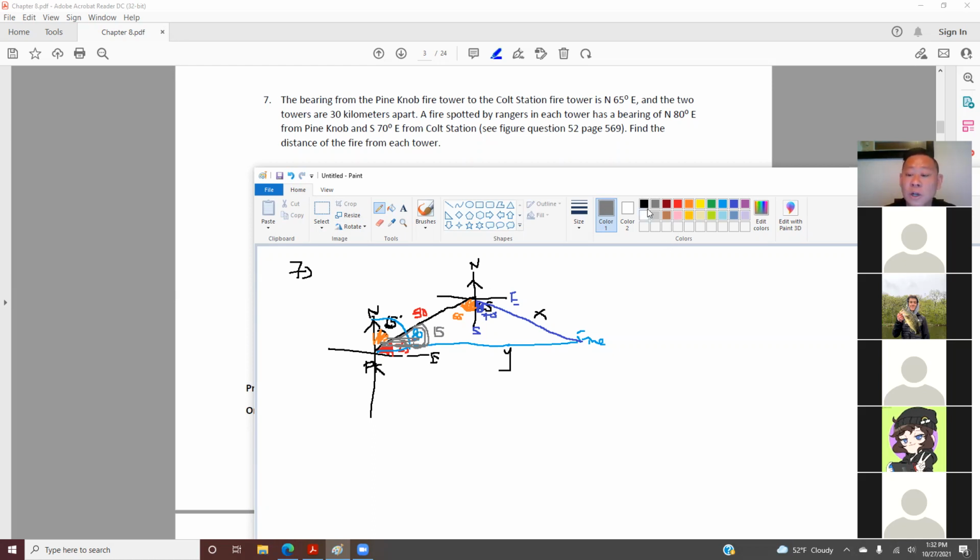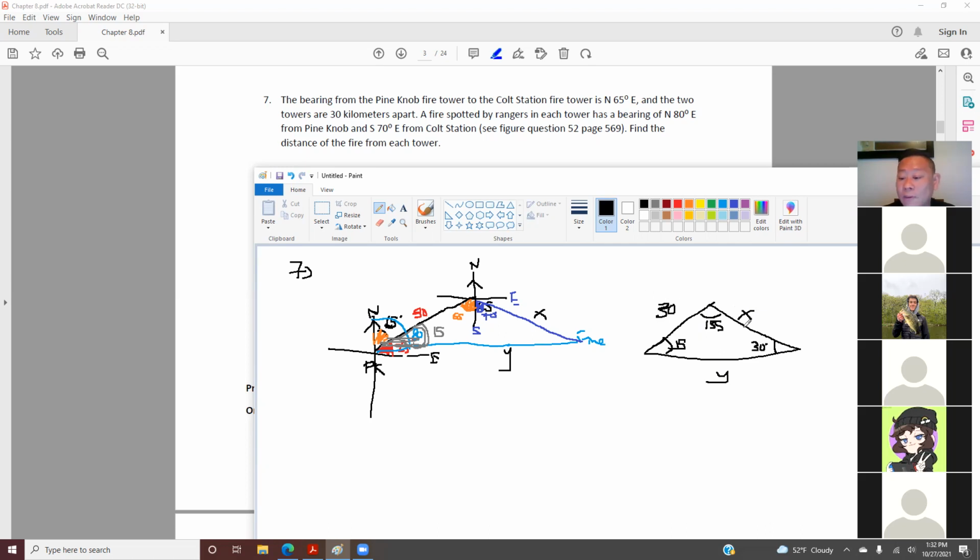And now if you concentrate on this triangle, this weird triangle here, this will be 15 degrees because it's 80 take away 65. This one will be 135 because 65 plus 70 is 135. And the distance from here to here is 30 kilometers apart. And this is your X, this is your Y. And we can find this angle very easily because the sum of all the angles in a triangle should be 180. So 135 plus 15 is 150. So this will be 30 degrees.